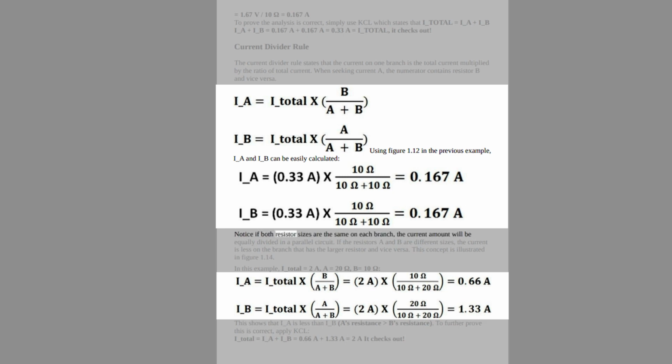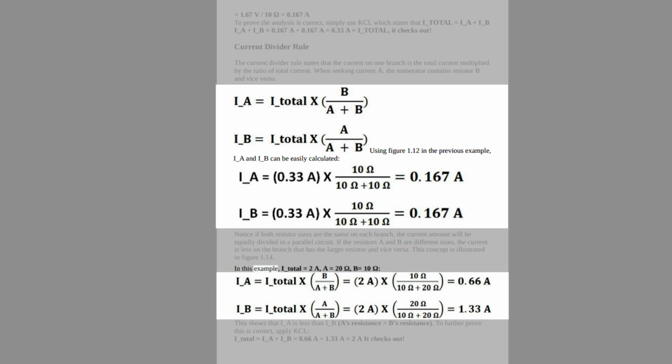Notice if both resistor sizes are the same on each branch, the current will be equally divided in a parallel circuit. If the resistors A and B are different sizes, the current is less on the branch that has the larger resistor and vice versa. This concept is illustrated in Figure 1.14.